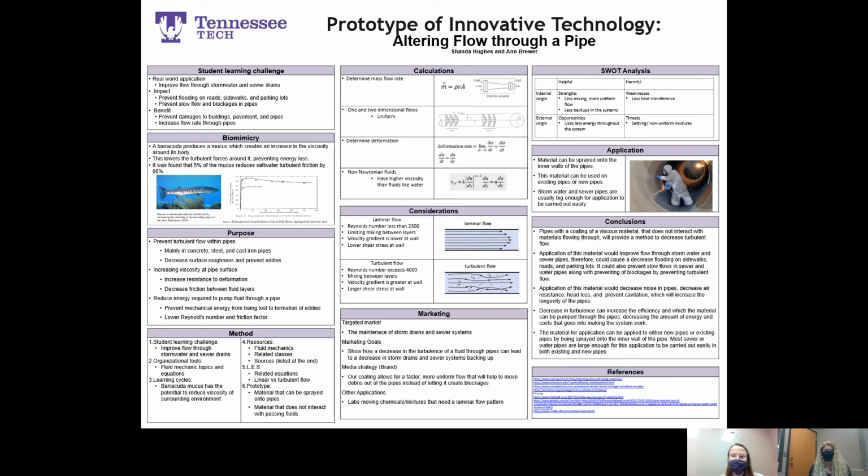Application of this material can also decrease noise in pipes, decrease air resistance and head loss, and prevent cavitation, which would increase the longevity of these pipes. Decrease in turbulence can increase the efficiency at which material can be pumped through pipes. This would decrease the amount of energy and the amount of costs that go into operating the system. Material for this application can be applied to either new pipes or existing pipes by being sprayed onto the inner wall of the pipe. Most sewer and water pipes are large enough for this application to be carried out easily.